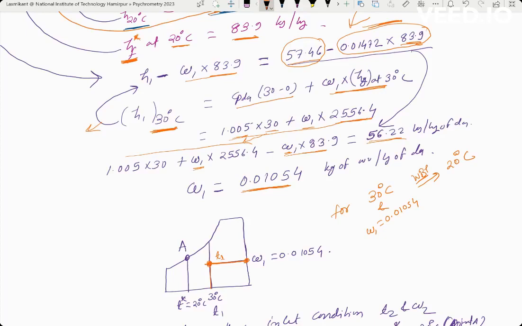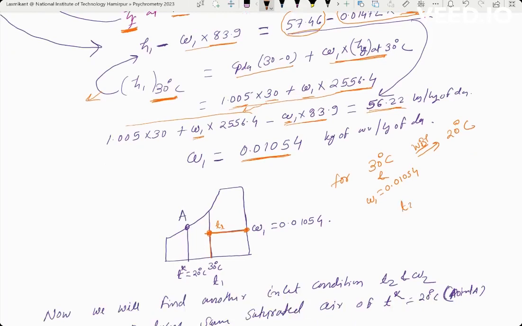Now we will find another condition, T2 and omega 2, to produce the same wet bulb temperature, so that we can join the T1 omega 1, T2 omega 2 line. If T2 and omega 2 also produce the same exit saturated air temperature, 20 degree Celsius, then we can join these T1, T2, omega 1, omega 2 conditions. So this is condition 1. Now we'll find condition 2.